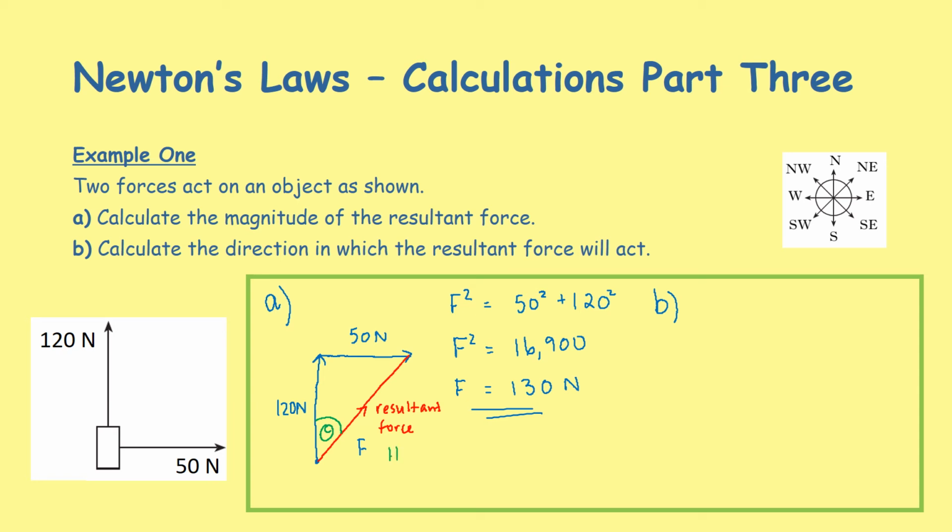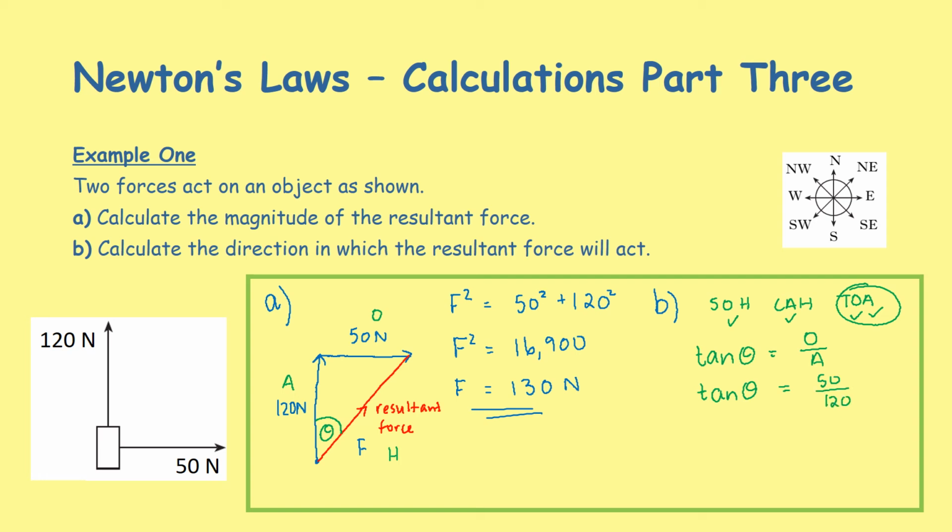So we've got the hypotenuse, which is our resultant force. We've got the opposite, which is 50 newtons, and we have the adjacent, which is the 120 newtons. Now, writing out SOHCAHTOA, let's tick which ones were given in the question, which was the opposite and the adjacent. So we're going to be using tan. Tan of our angle is equal to opposite over adjacent. So filling in our numbers, tan of our angle is equal to 50 over 120.